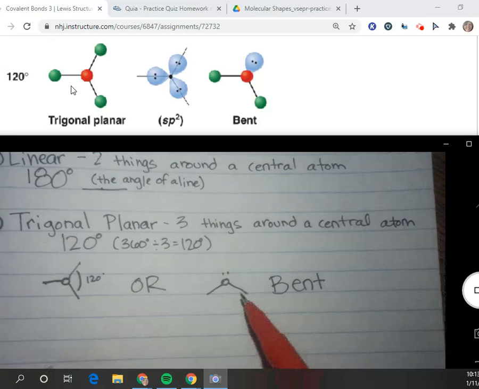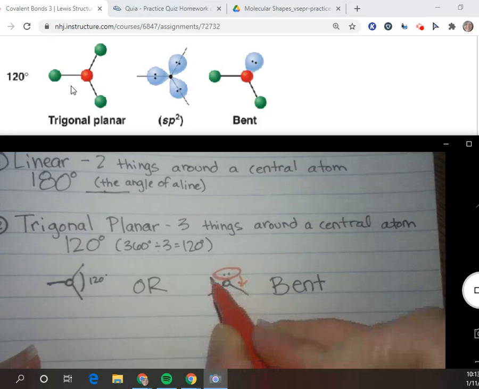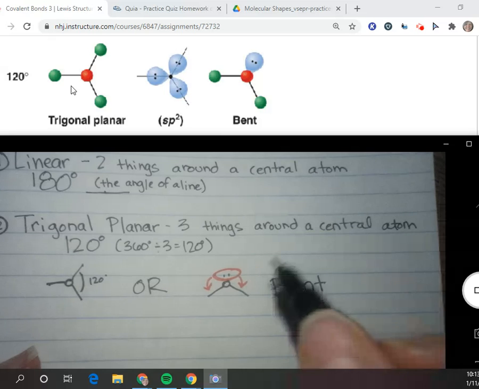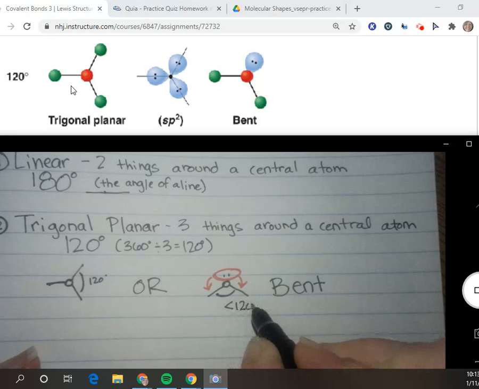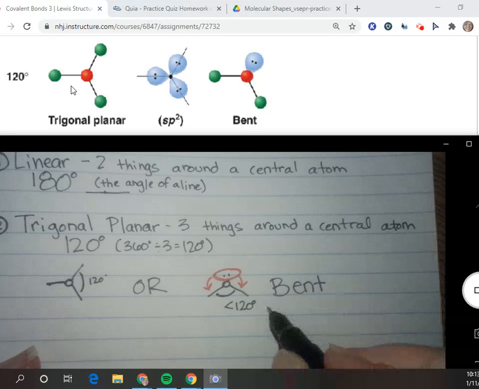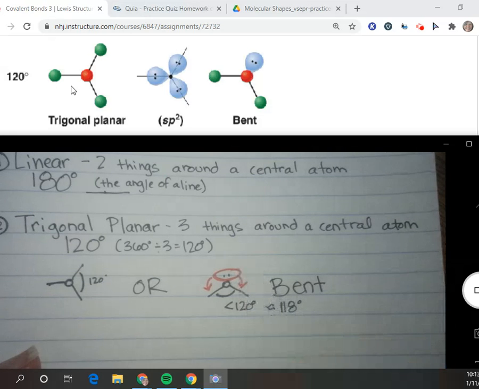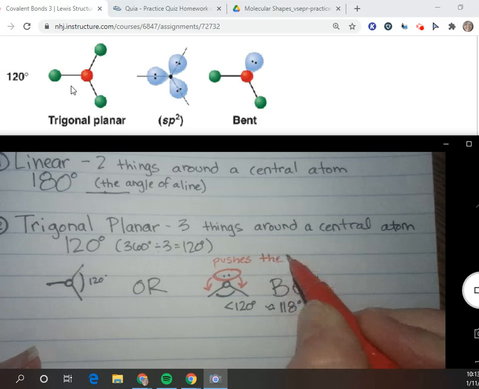So when I look at this bent model, these unshared pairs here are going to push the bonding electrons down. Right? So this angle right here is going to be less than 120 degrees by a little bit. Probably around 118 degrees. Okay? Because this unshared pair is going to push the bonds away. So we'll go ahead and make a note of that. Pushes the bonds away.